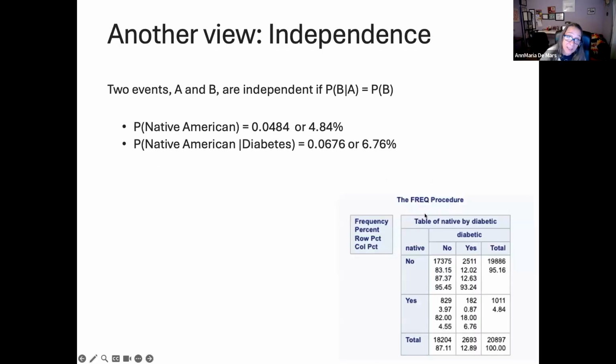Another way to look at it is whether the probability of B given A equals the probability of B. So the probability of being Native American is 0.0484. 4.84% of people in the state are Native American. The probability of being Native American, given the condition that somebody has diabetes, is 0.0676, or 6.76%. Again, not the same. Therefore, having diabetes and being Native American are not independent, at least within adults in the state of California.